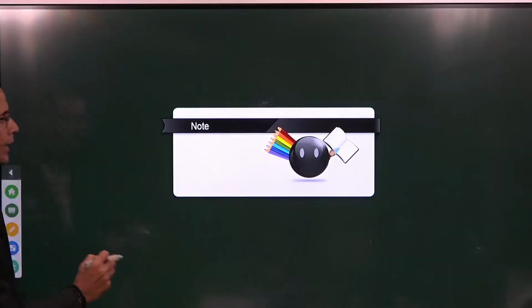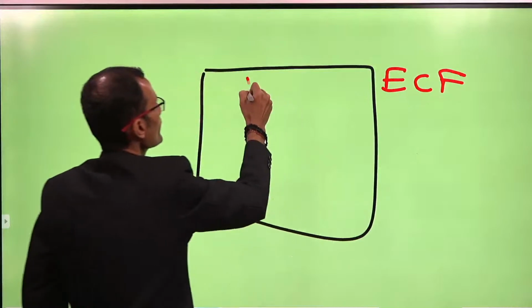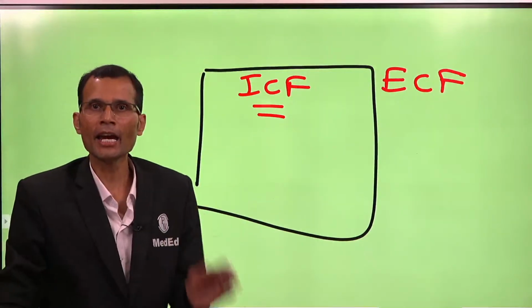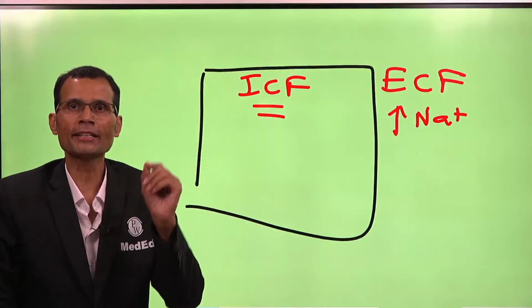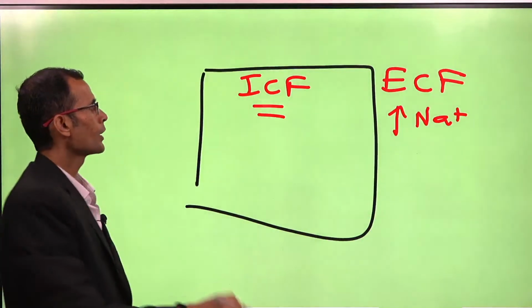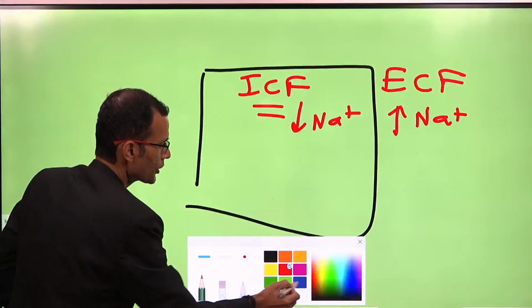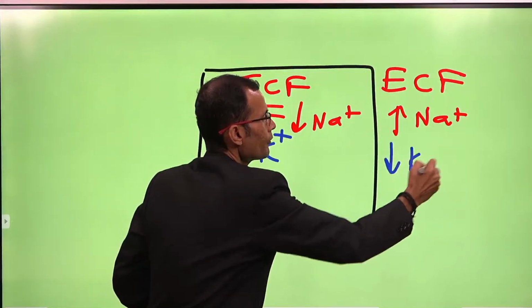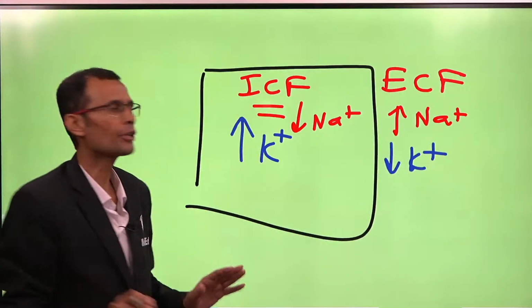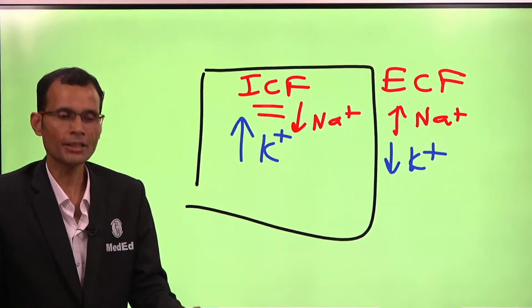So let's have a look at the concentrations of different ions and different substances. If this is the cell, and this is the ECF, this is the ICF. Now the ECF is rich in sodium. So the major cation in the ECF is sodium, and sodium is low inside the cell. Then potassium: intracellular fluid is rich in potassium, and in the ECF the potassium is low in concentration. So that is what they are asking in the question. Then second, which is the major anion in the ECF?